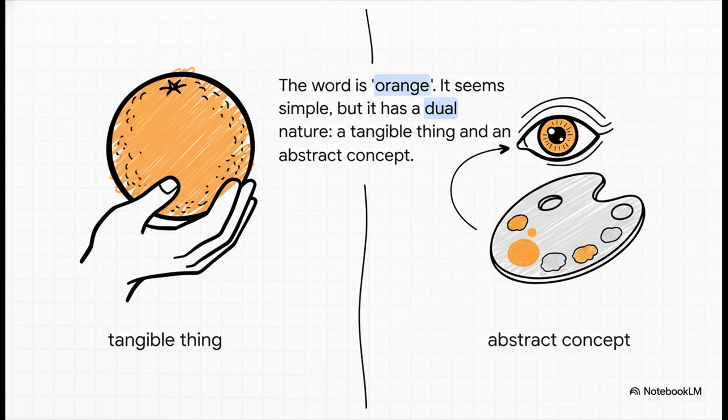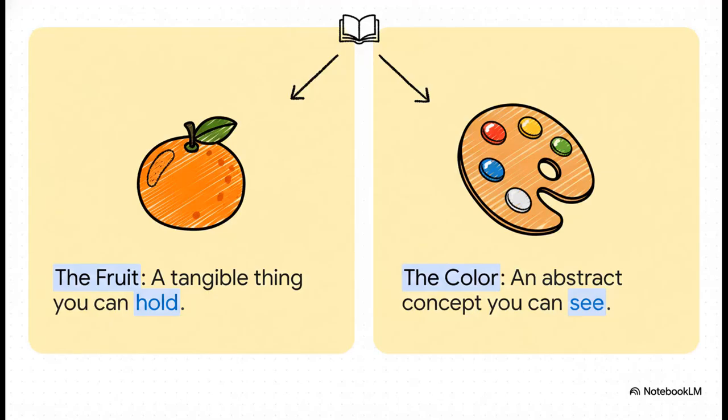Now, this seems almost too simple, right? But it's actually the perfect example because it has this dual nature. It's a real thing you can touch and eat, but it's also a concept, an idea you can see. So, on one hand, orange is a noun for the fruit, and on the other, it's a noun for the color. Two totally different things wrapped up in the same word. The question is, how do you define each of them using only the most basic language possible?